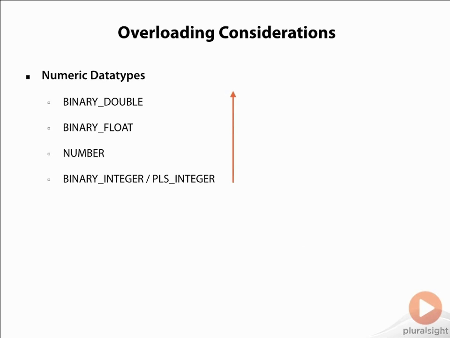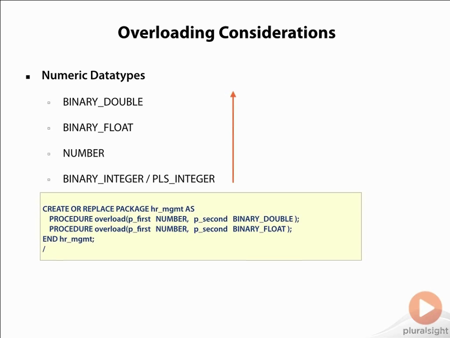Let us also examine a situation where we are having the actual parameter of a different data type than the formal parameter and when there is more than one parameter. So just for our reference, I have shown the order in which Oracle will try to match the numeric data types. So here there are 2 overload procedures. The first overload procedure takes in P_first as number and P_second as binary double type. The second overload takes P_first as a number and P_second as a binary float type.